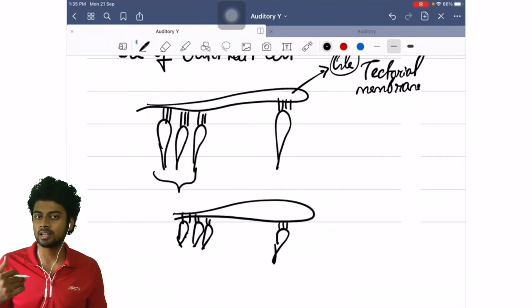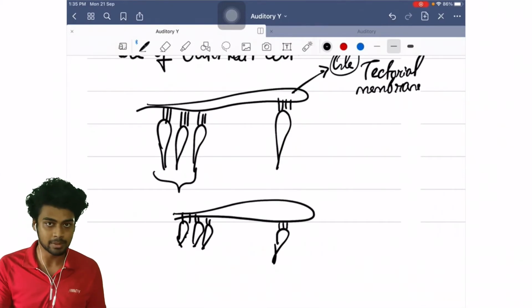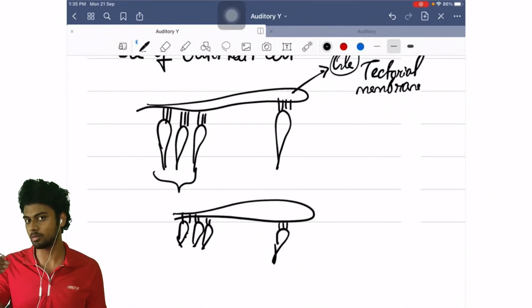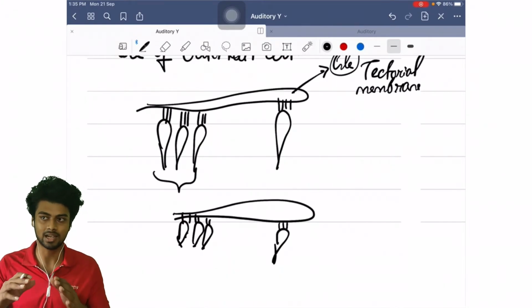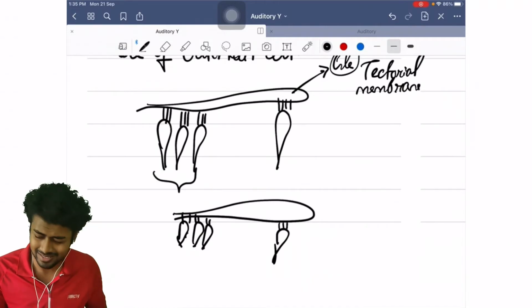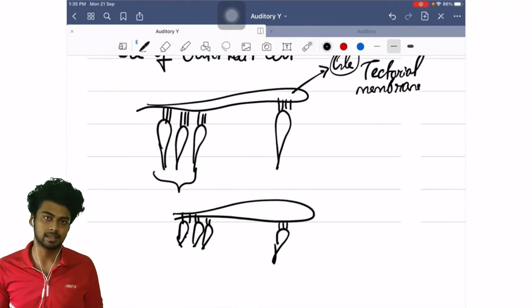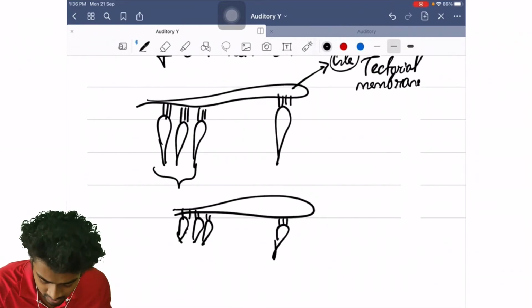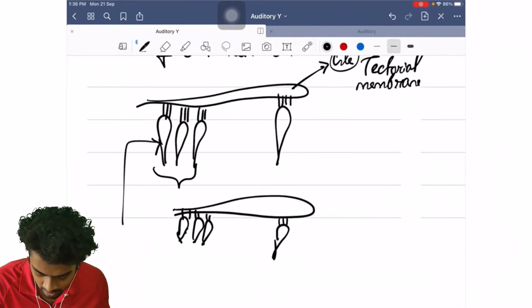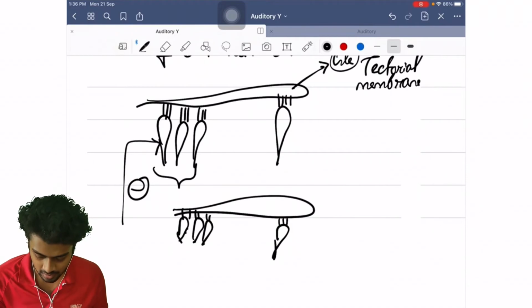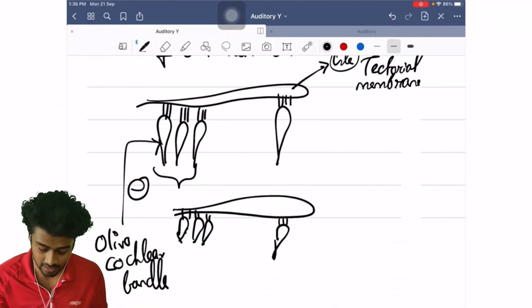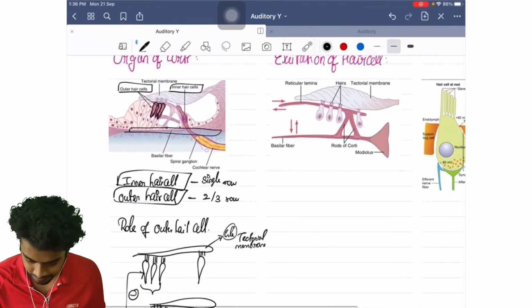If they get hyperpolarized, which is nothing but if they get inhibited, they become lengthened and the contact between the tectorial membrane and the inner hair cells is decreased. This is the main role of outer hair cells, and they get hyperpolarized or inhibited by the olivocochlear bundle. We will see that in our following slides.